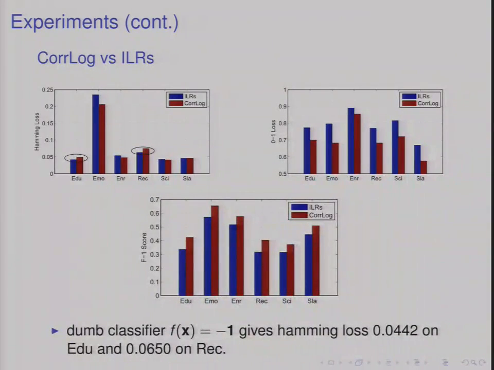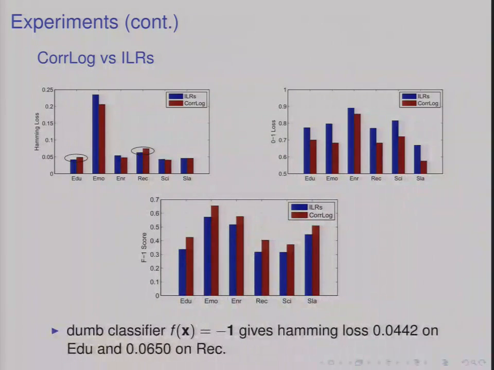First, we compare CorrLog with independent logistic regression, because this shows how much gain we can obtain from using second-order correlation modeling. This figure shows the Hamming loss. This one shows the 0-1 loss, and this is for the F1 score. We see that on these two we obtained a very big improvement. For example, on this data set we have a 10% 0-1 loss improvement.